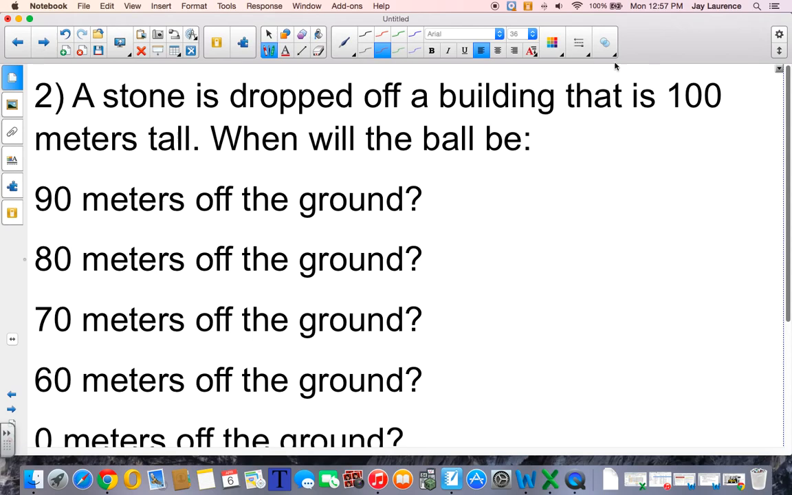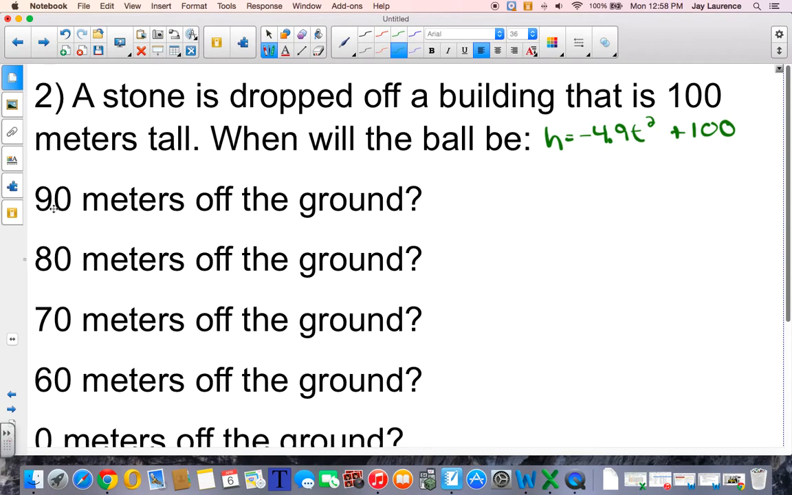Now, I'm actually not going to do all of this. I'm going to have you do it. A stone is dropped off a building that is 100 meters tall. By the way, your equation this time is going to be h equals negative 4.9 t squared. It's dropped, so velocity is 0, initial velocity is 0, and starting height is 100. Okay? All right, I want you to pause the video and I want you to answer these 4 questions.